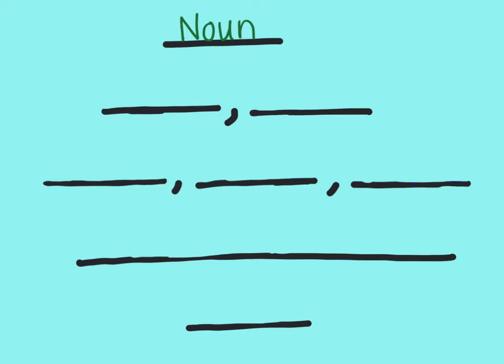First, we start with a noun, a person, place, or thing. That's on the top line. Then on the two lines underneath, we write two adjectives that describe the noun. So these two adjectives describe that noun up top. Notice how there is a comma in between the adjectives. So we're listing them.